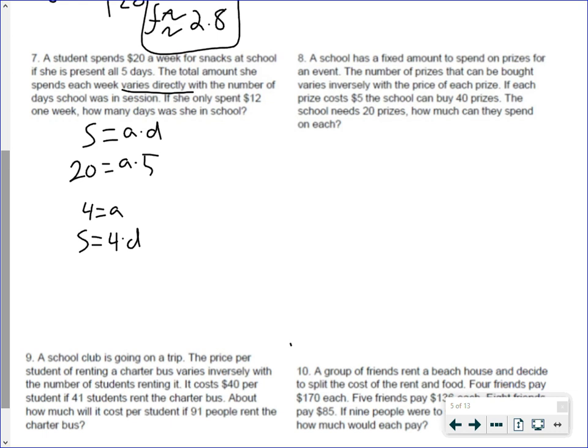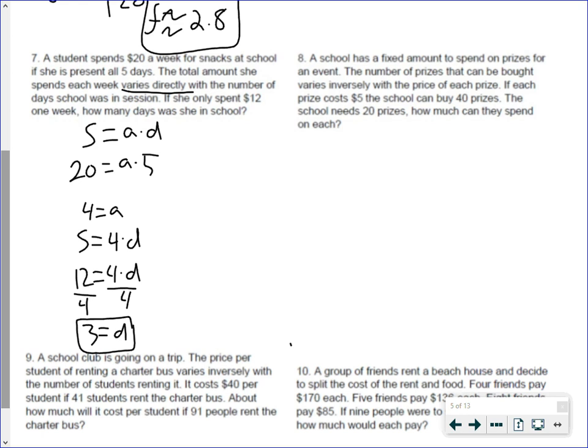Okay? So now we're told if she only spent $12 one week, or if our S is 12, how many days was school in session? So when S is 12, what's D? We're just going to divide by 4, and we get that D equals 3.